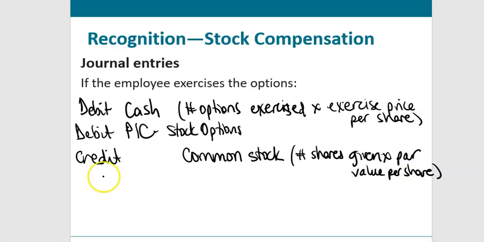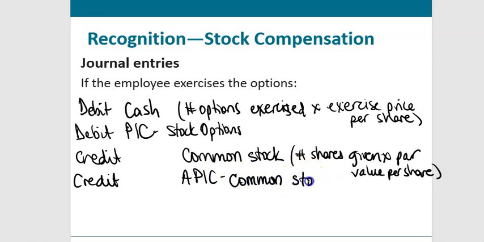And then we credit whatever that difference is between our debits and our credits. We book that difference into the account additional paid in capital common stock, or paid in capital in excess of par on common stock. And this is for the difference between our debits and credits. We could also say that this is a plug number.